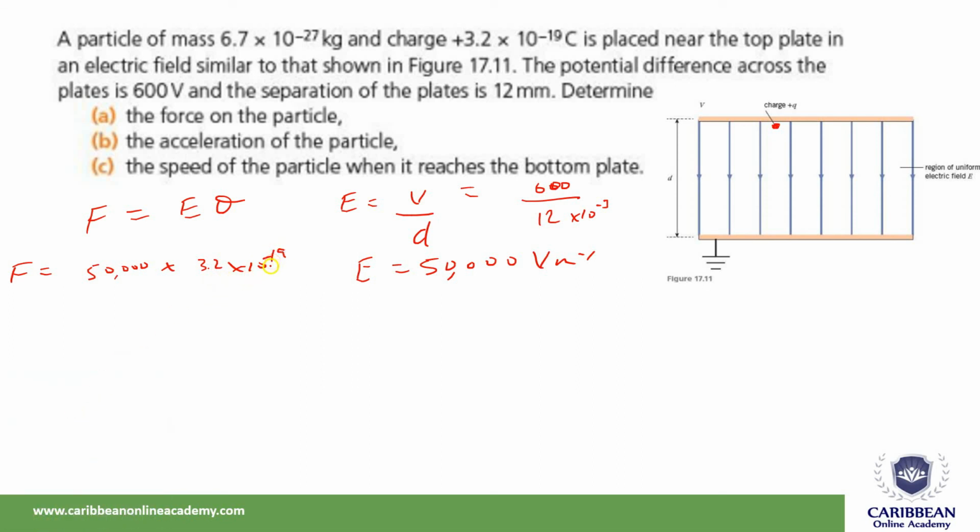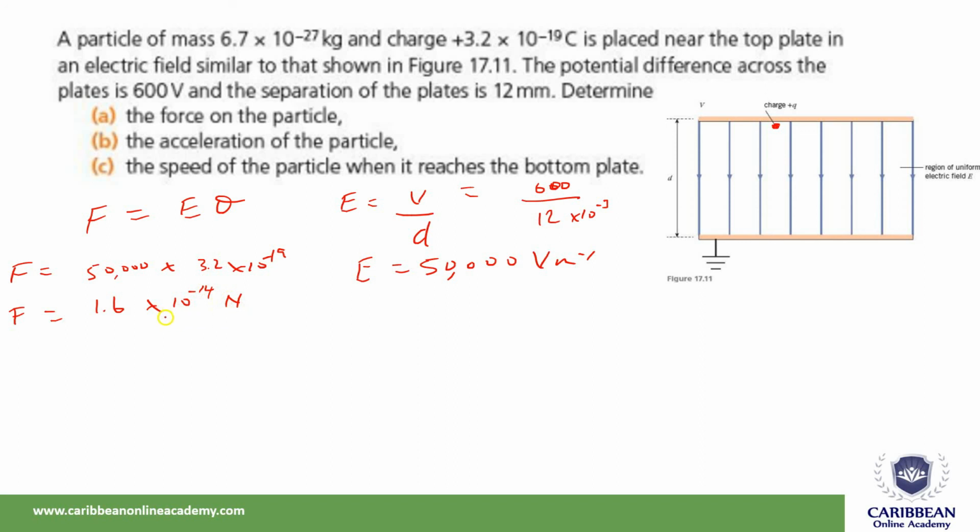So 50,000 times 3.2 e to the minus 19. That's going to tell us that the force is going to be 1.6 times 10 to the minus 14, and this is in newtons.